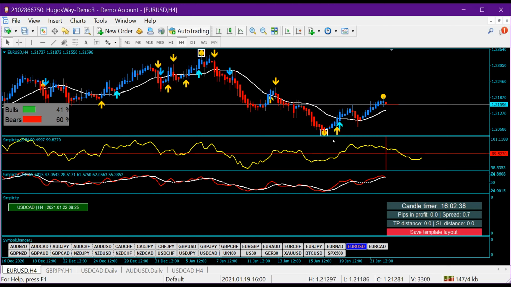So this toolbar up at the top has a lot of things that you will be using throughout the course of your trading.